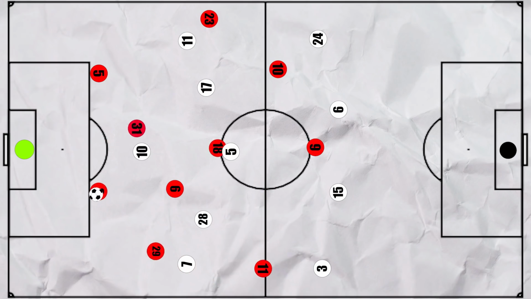Alternatively, when Greenwood was wide, with Wan-Bissaka forming the back three, it was Fernandes who was often found rather easily between the lines.